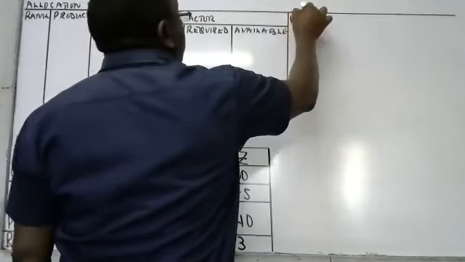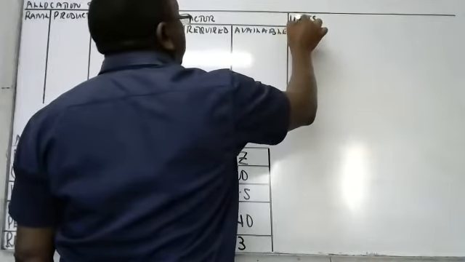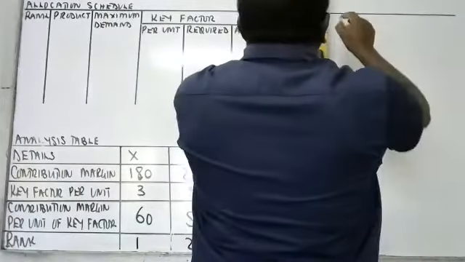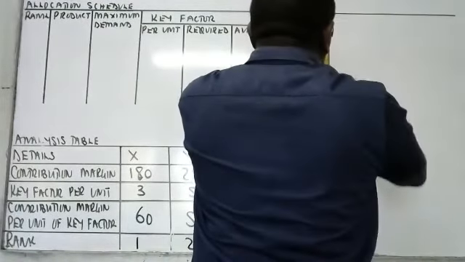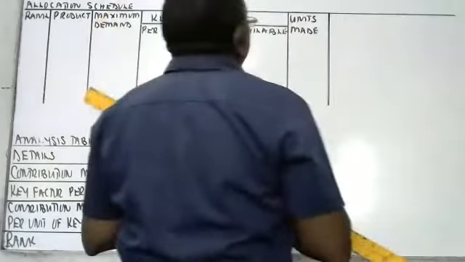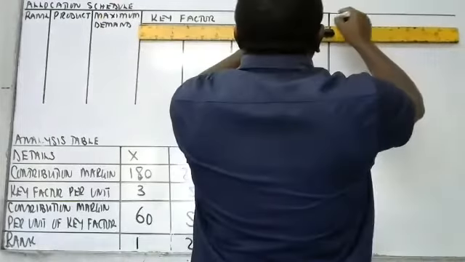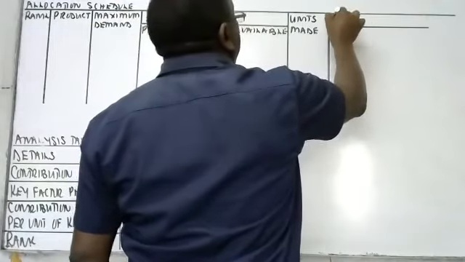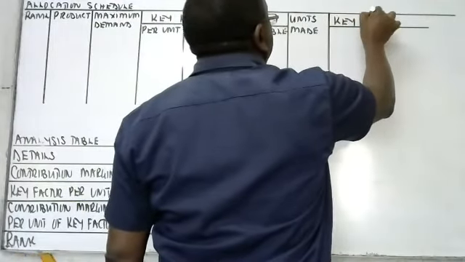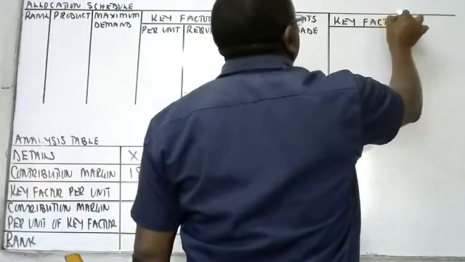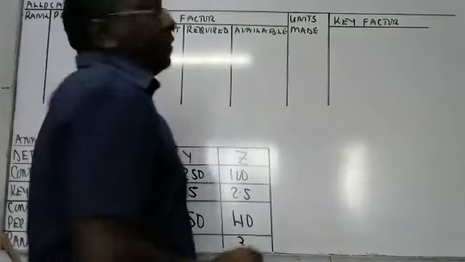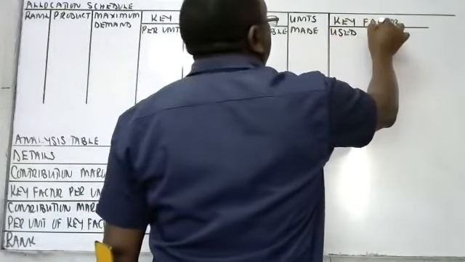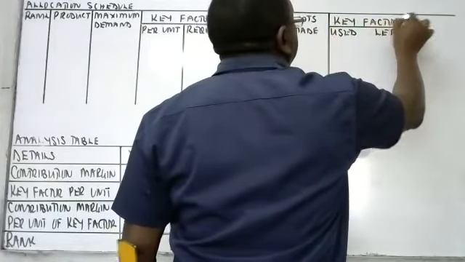Then we have units made. Then from there, we have key factor that is used. And then left.